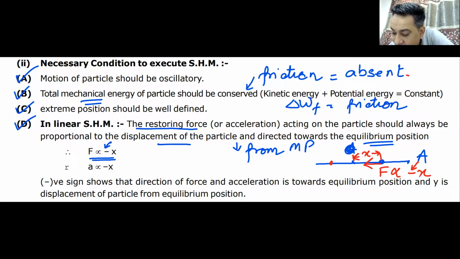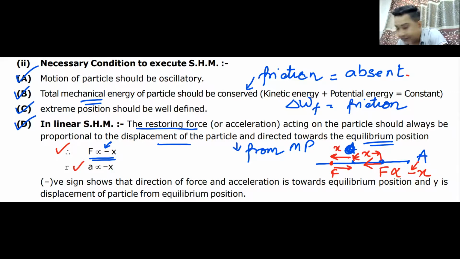If the particle is here, then the force will be acting in this direction, but as you can see, the displacement is in this direction. So displacement is in the left, but force is in the right. If this condition is met, if force is directly proportional to minus x, or acceleration is directly proportional to minus x, then this motion becomes simple harmonic linear motion. Do we understand this?